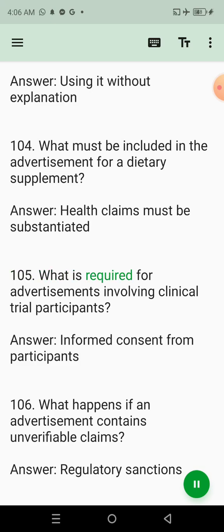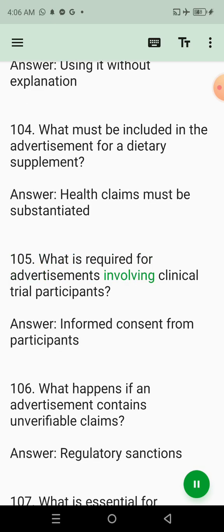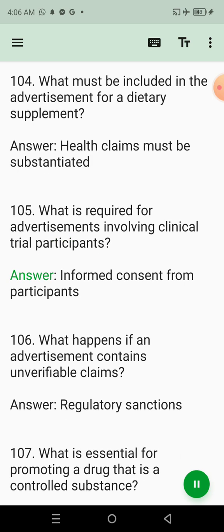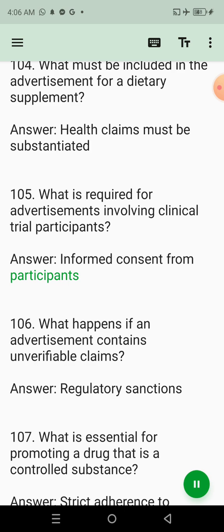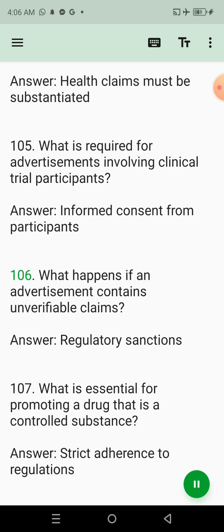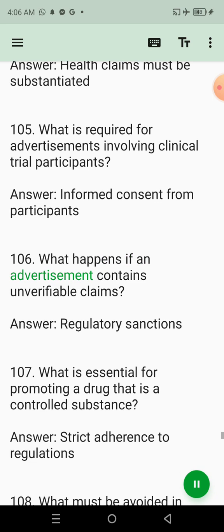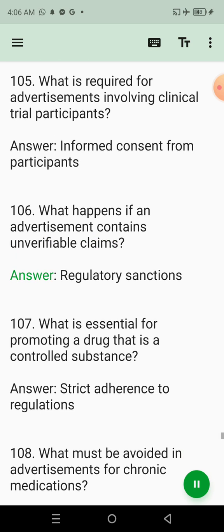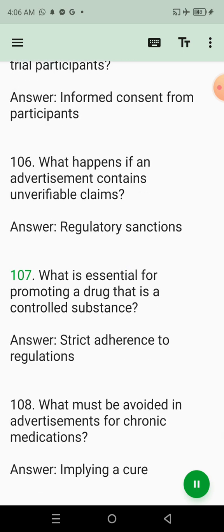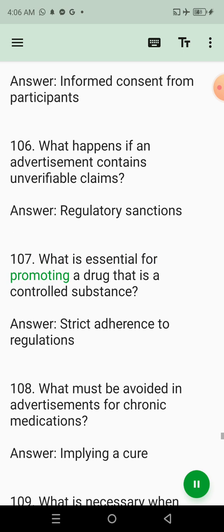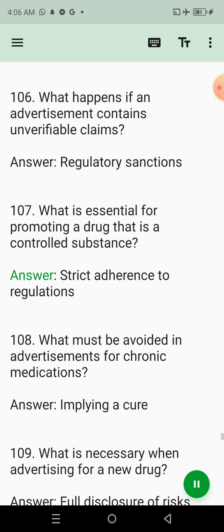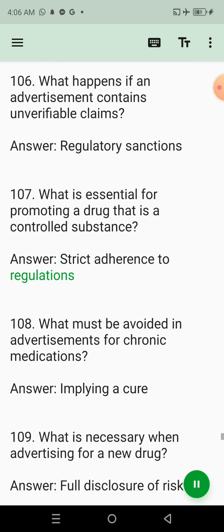105. What is required for advertisements involving clinical trial participants? Answer: informed consent from participants. 106. What happens if an advertisement contains unverifiable claims? Answer: regulatory sanctions. 107. What is essential for promoting a drug that is a controlled substance? Answer: strict adherence to regulations.